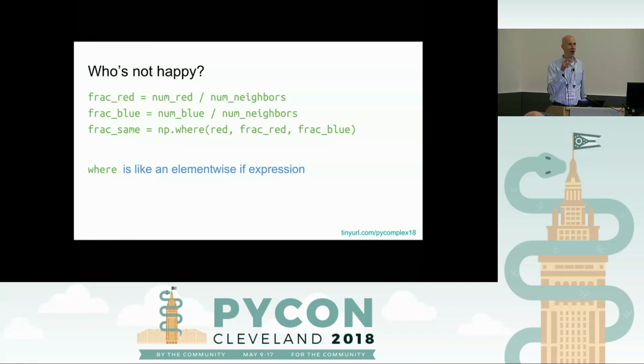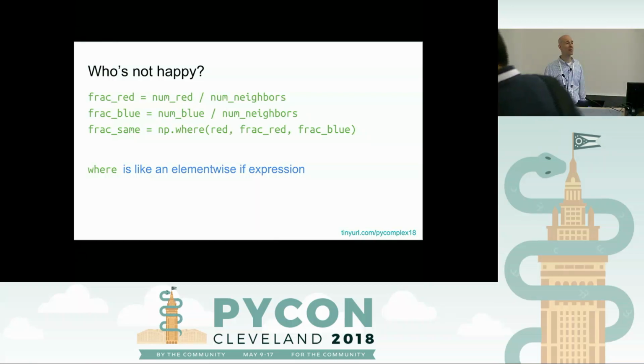But now I want to know, for each agent, how many agents are like myself. And for that, it's kind of like an if statement. I want to say, if I'm red, then I care about the fraction who are red, and if I'm blue, then I care about the fraction who are blue. So what I want is the NumPy version of an if statement, and that's what the where function is.